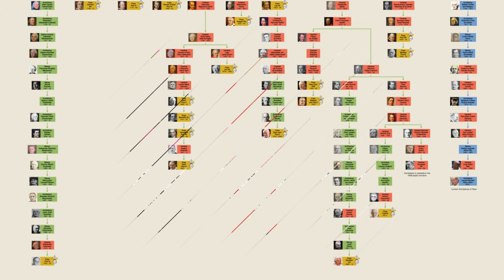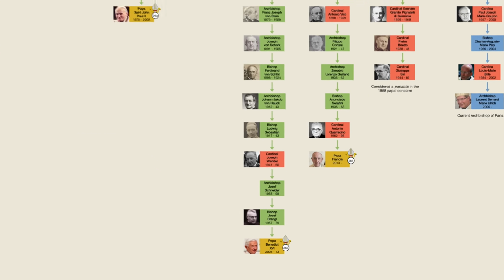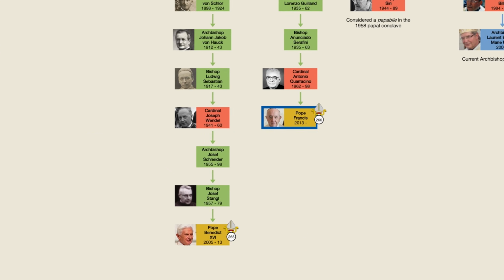Okay, so on the chart we're going to look at, take note that popes are shown in yellow, cardinals are shown in red, and bishops are shown in either green or blue. Let's start with the current pope, Pope Francis. As you might know, Pope Francis is from Argentina, and he's also the first ever pope from the Americas. He's been pope since 2013, but he's been a bishop since 1992, which is when he was consecrated by the then Archbishop of Buenos Aires, Cardinal Antonio Quaracino.